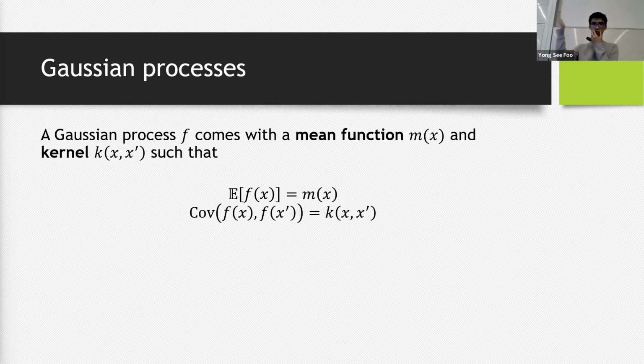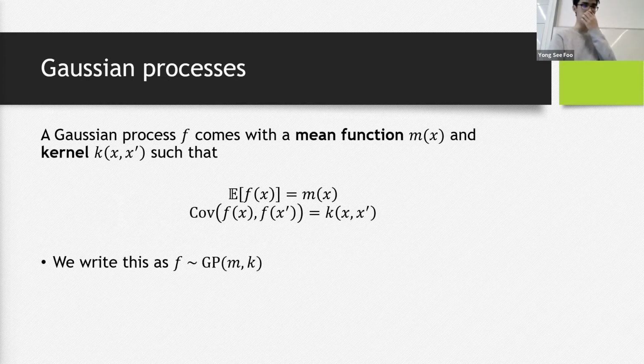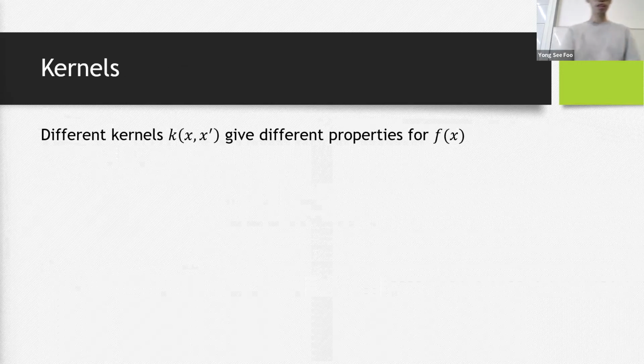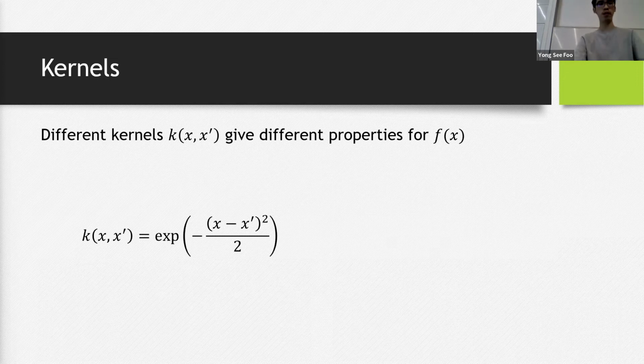Technically, you can define some mean and some covariance. That's if you know what these terms mean. And basically, the mean function is what determines the average height of your function, I suppose. And the kernel is what determines the shape of the function that you will get. There's some notation here that you might see later on. And we're also going to assume that the mean is 0. It turns out that different kernels will give different properties for f of x. I'll just show some examples.